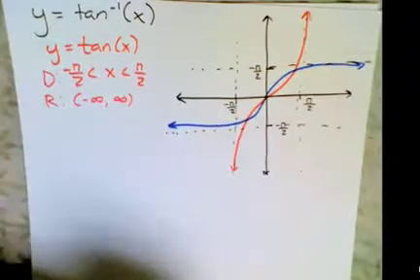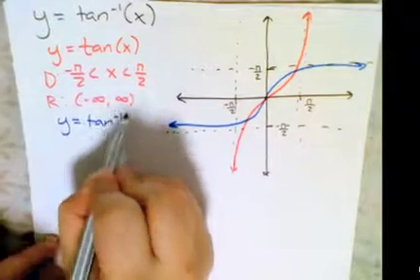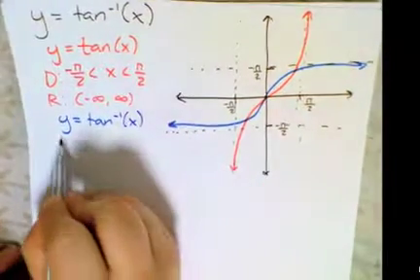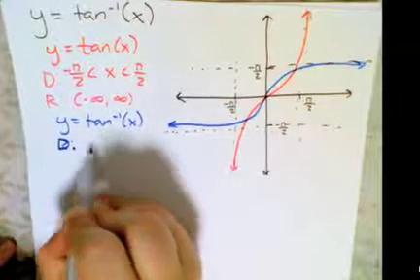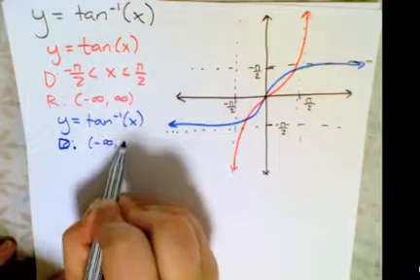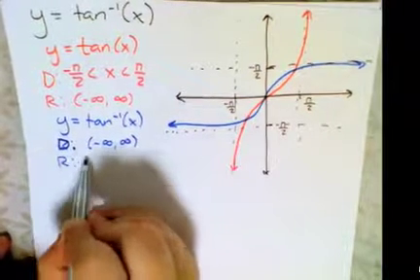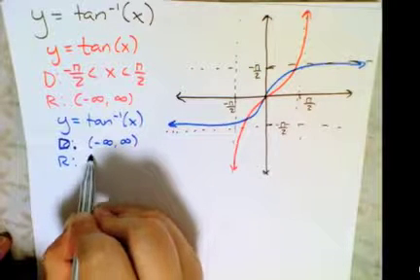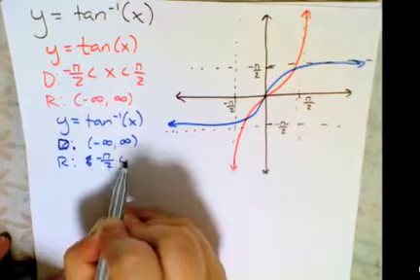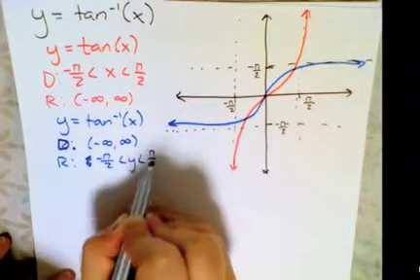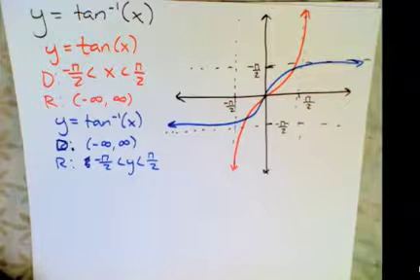Then when we look at the inverse tangent, it has a domain of negative infinity to positive infinity, but it's got a limited range: from -π/2 is less than y is less than π/2. Great. Those are our tangent and inverse tangents.